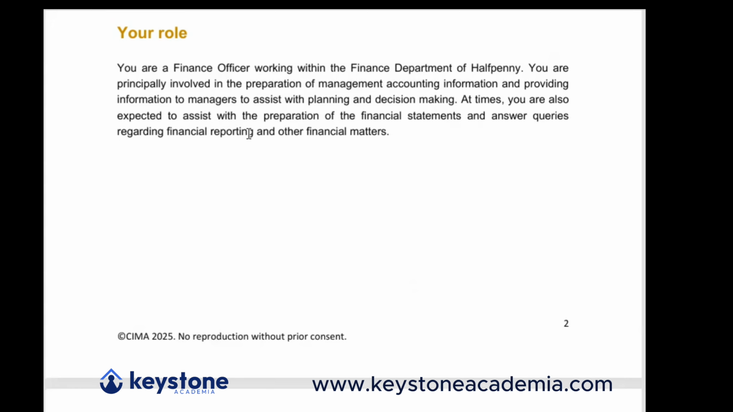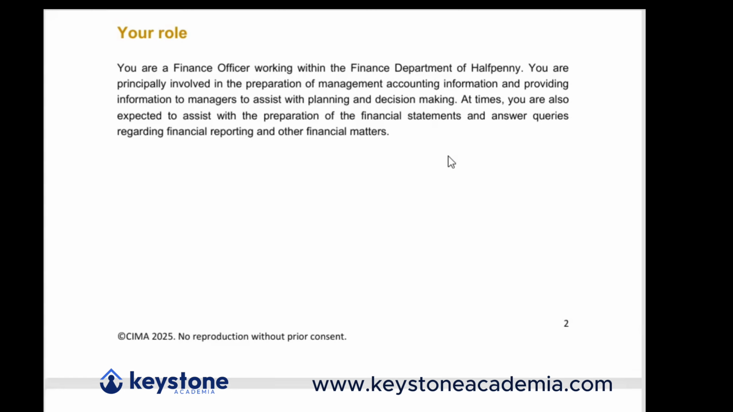Firstly, your role. You are a finance officer working in the finance department of Halfpenny. What does a finance officer do? What are the roles and responsibilities? This is super important, because the roles and responsibilities of an individual change with the position you are in. A finance officer is different from a finance director, a finance manager or a senior finance manager. Usually we have to link it to the CIMA exam blueprint, which we can share in later classes, where the finance officer role is very clearly defined.